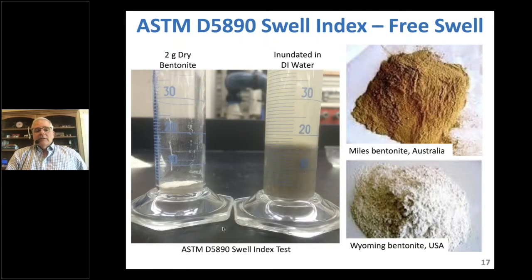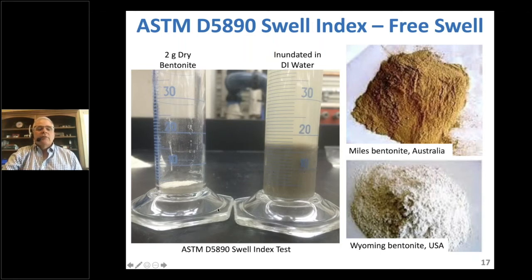The way we look at that today is with a swell index test. Just to give you an example, typically we take a 100 mil graduated cylinder, and in that cylinder, we fill it with liquid, and then we add 2 grams of dry bentonite. We crush the dry bentonite first, and then we add it very slowly in the top. But 2 grams of dry bentonite, just showing it in a 100 mil graduated cylinder shown here on the left, just that dry little particulate in the bottom.